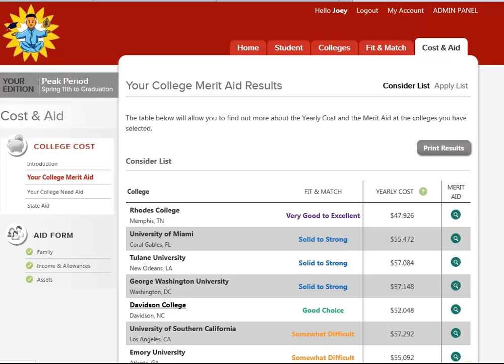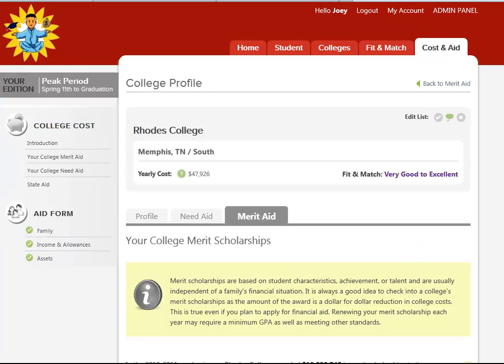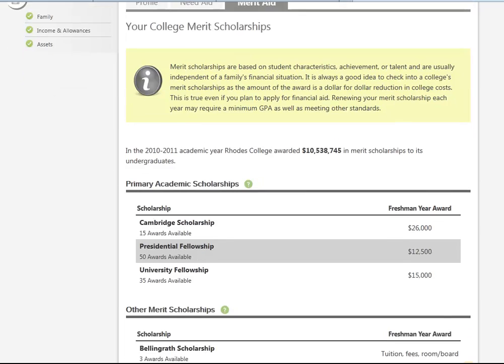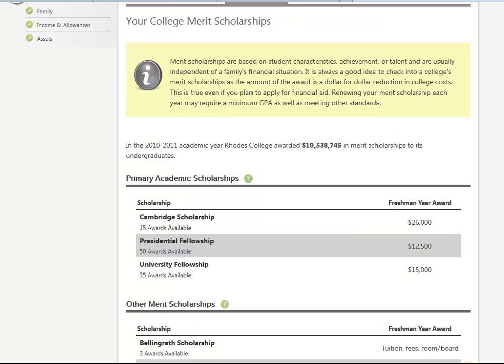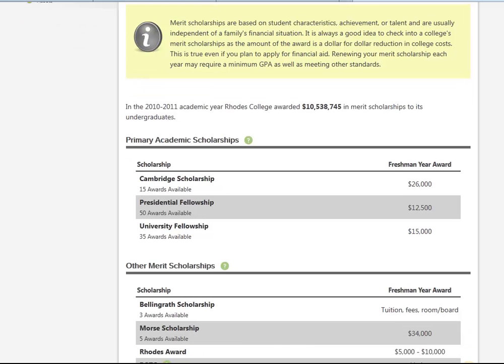GW, people have heard of. Davidson, a little off the radar. Let's take a look at Rhodes. Maybe they have some merit scholarship opportunities. By the way, I've never done this, so hopefully they do have it. I could be wrong, but look, they do. So this school, by the way, it's a great school. If any of you are considering a school that's strong in pre-med, that's a great school. It's in Nashville, right near Vanderbilt.